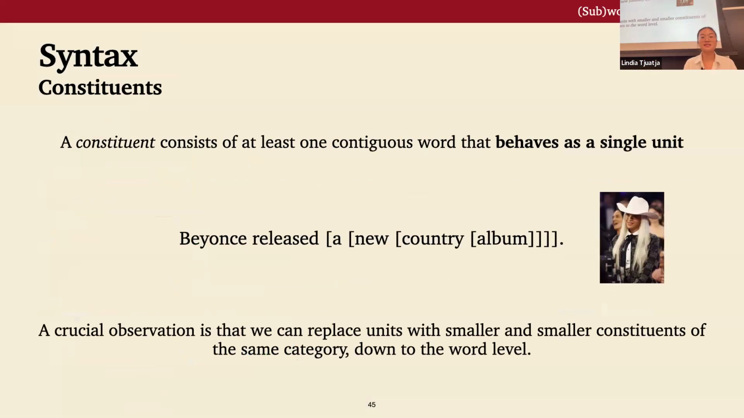So a constituent consists of at least one contiguous word and behaves as a single unit. This is one theoretical unit that is very important in generative syntax. So let's look at this example. Beyonce released a new country album. A new country album, as we saw in the previous slide, is a noun phrase. A crucial observation is that we can continually replace a new country album with smaller and smaller units all the way down to the word level.